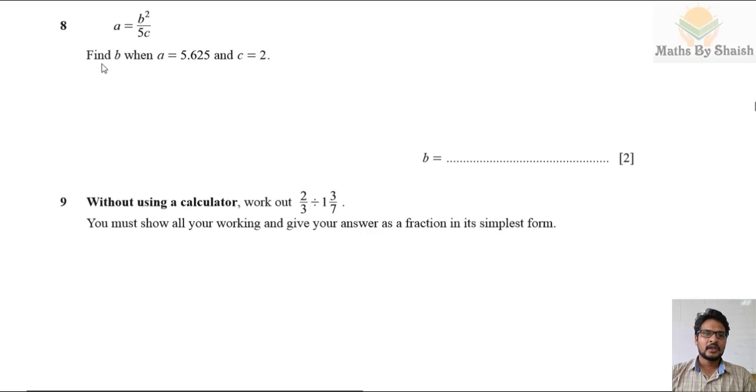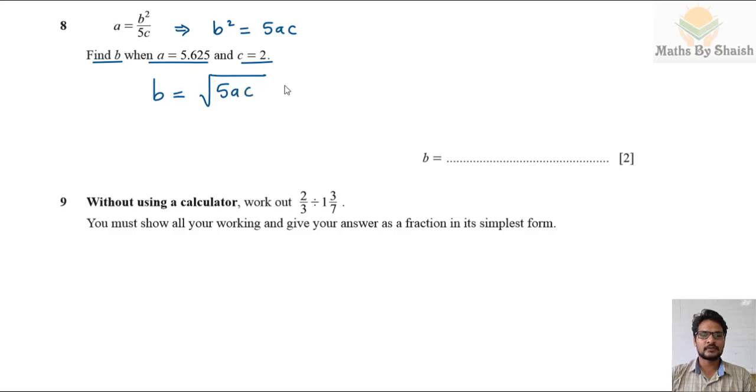Eighth question: if a is given as b square over 5c, find b when a is this and c is this. So we only need to transfer the variables so that we can get b. From here we can see b square can be written as 5 times ac by cross multiplication, and hence b becomes the square root of 5ac.